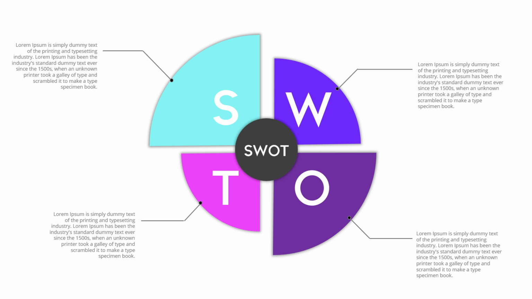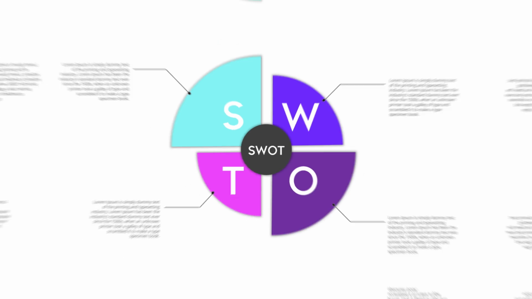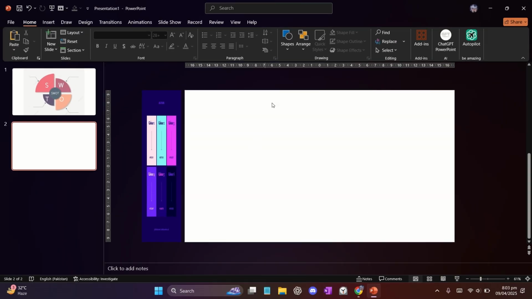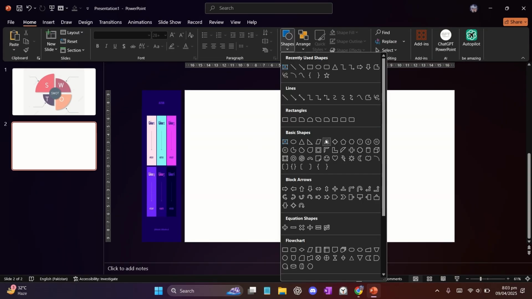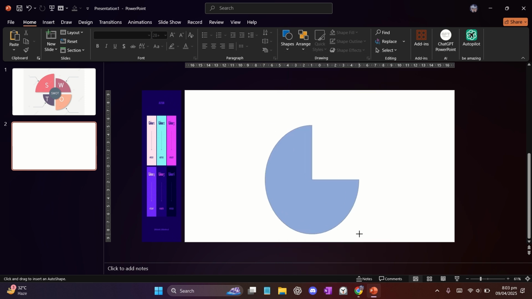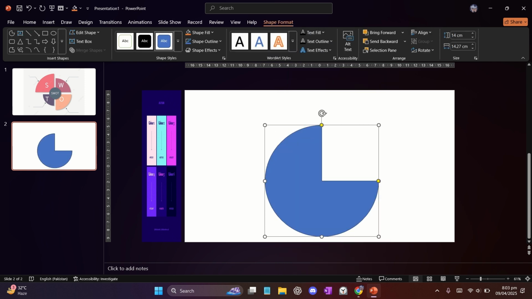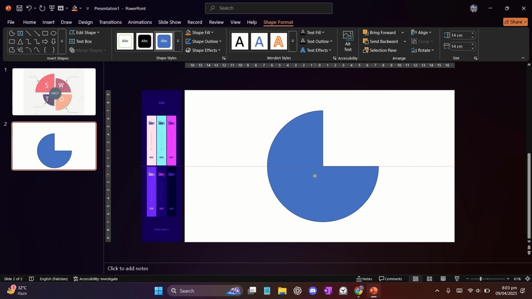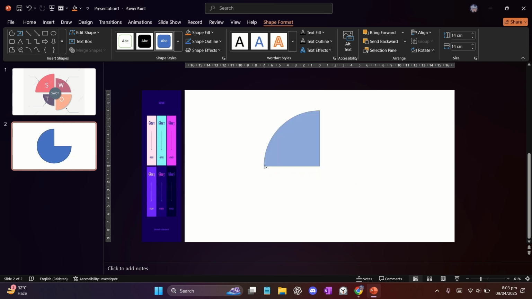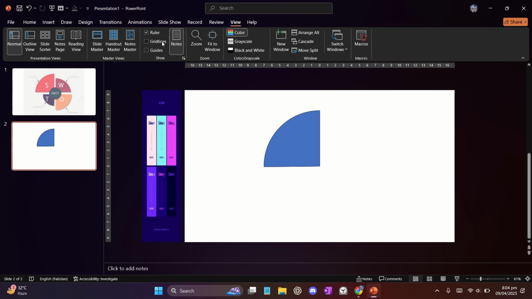So in this video, I'm going to show you how to make this amazing PowerPoint SWOT infographic in just a few minutes. First of all, you're going to go to shapes and insert this shape, and then change its height and width to about 14 centimeter. Put it into the middle and the center of your slide, and make 1/4 of its shape, duplicate it and then put it on top of the previous shape.